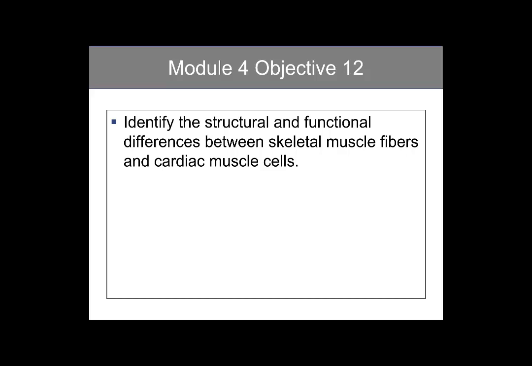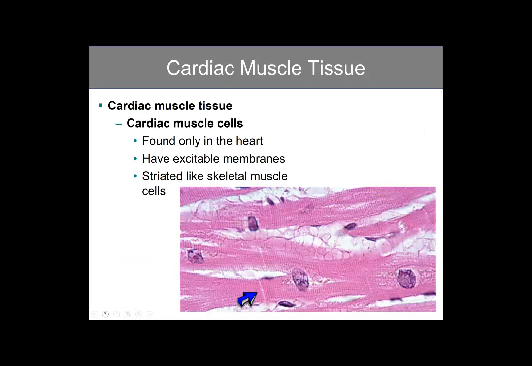Module 4, Objective 12: identify the structural and functional differences between skeletal muscle fibers and cardiac muscle cells. Cardiac muscle cells are only found in the heart. They're also known as cardiocytes. They're highly excitable. Their membranes are excitable to conduct electrical impulses within the cell, and they're striated, similar to that of skeletal muscle cells.